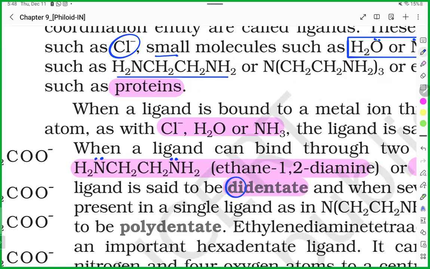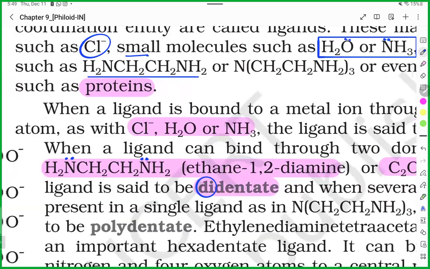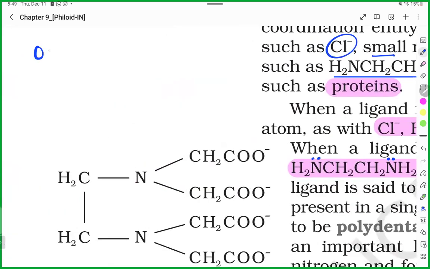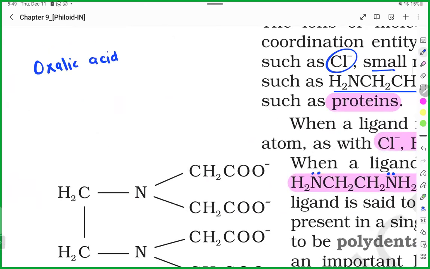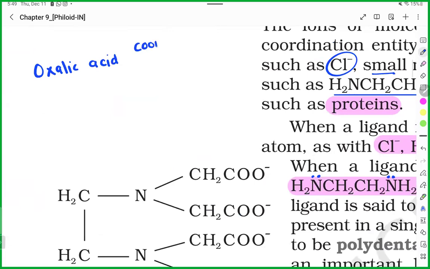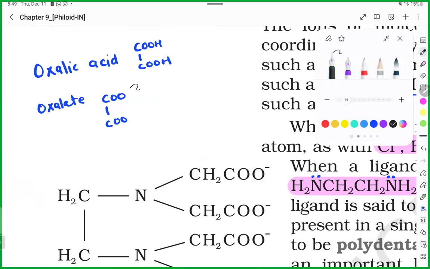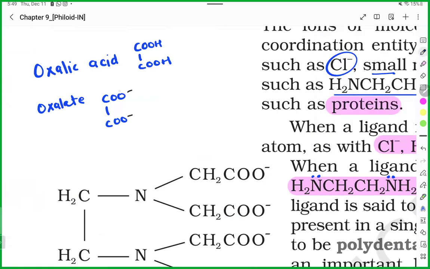In case of oxalate, what is the formula of oxalic acid? COOH, COOH. From this oxalic acid, you form oxalate when you remove the hydrogen ion. Got it? Now, this oxygen can donate electrons, this oxygen can donate electrons. So again, it is also bidentate. Make sense?